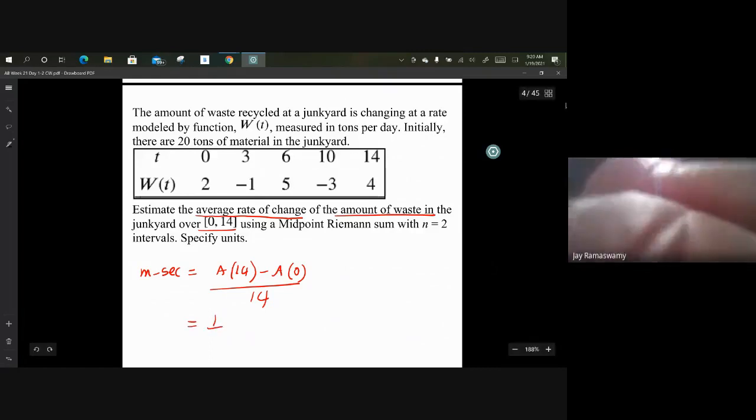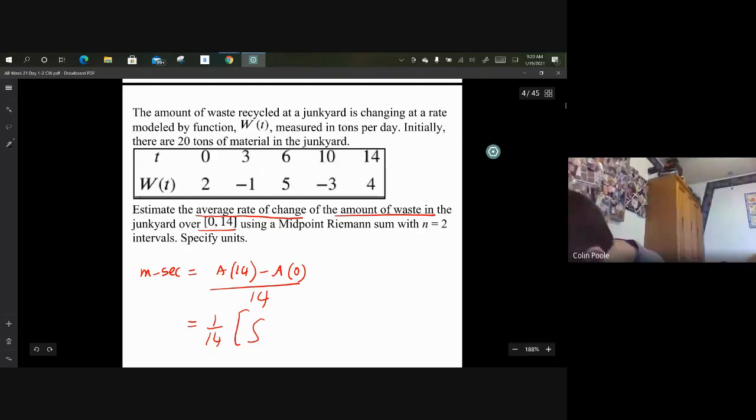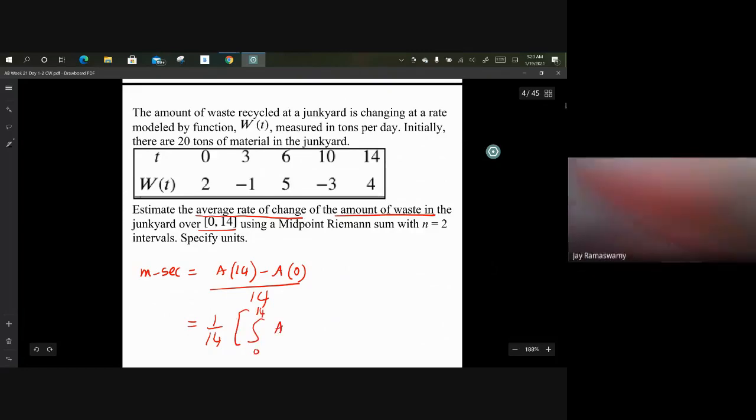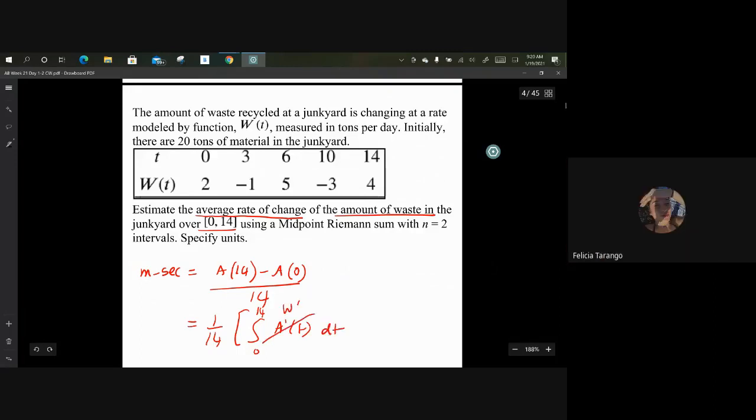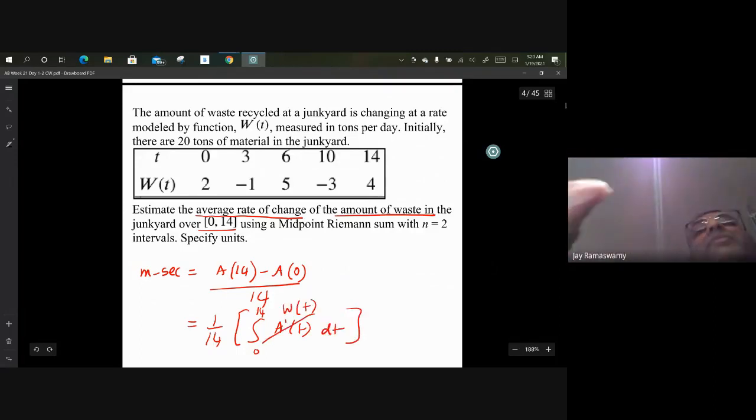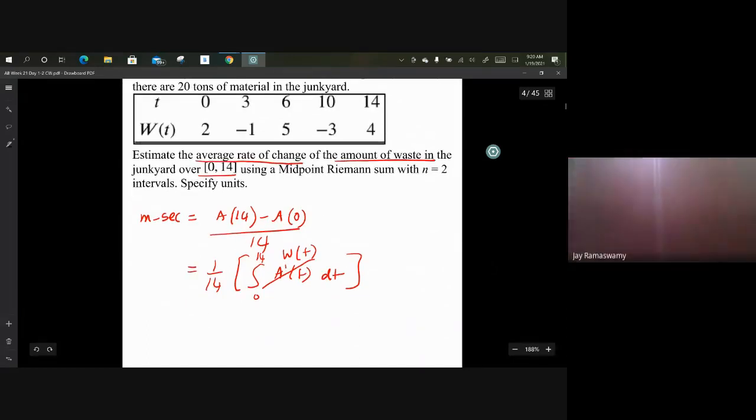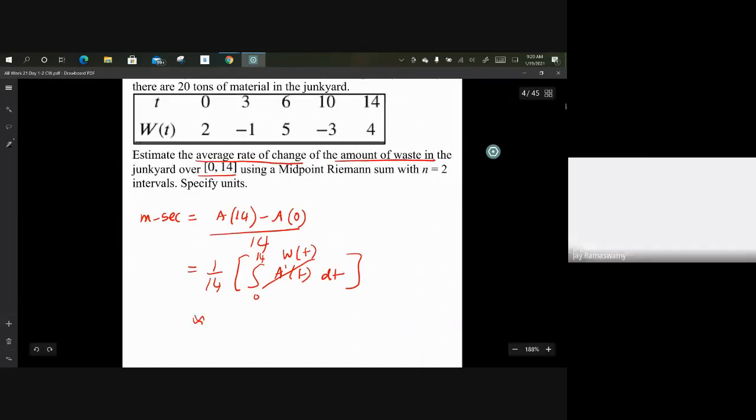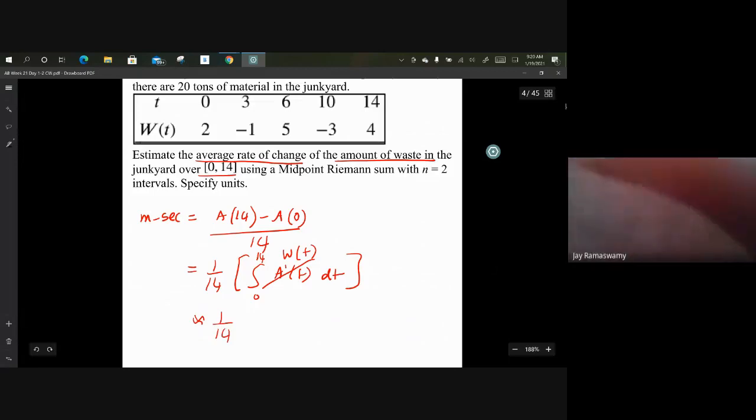So can we pull out the 1/14? Integral from 0 to 14 of A prime of t, which is nothing but W of t. And now we're good. Now it matches. And it says Riemann sum, so approximately, bring down the 1/14.